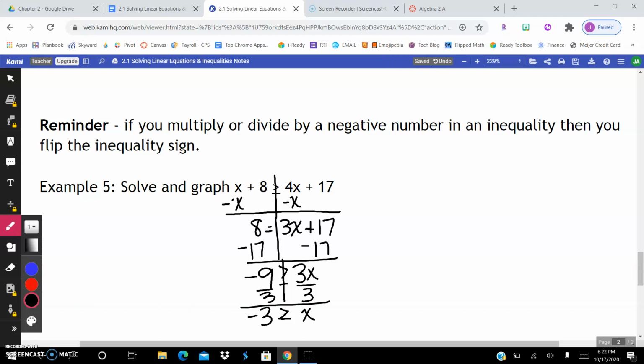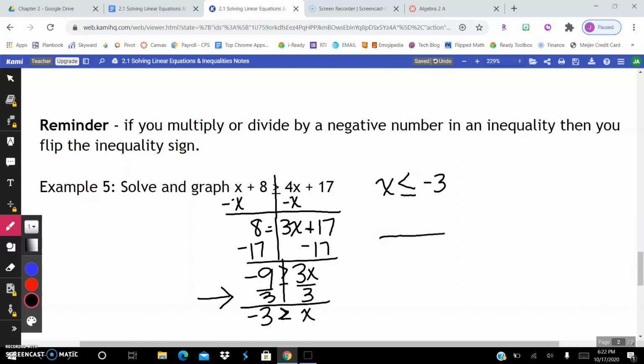Now, this is what I divided by. I divided by a positive 3. Even though that 9's negative, we divided by 3, and 3 is positive, so we're not going to flip that inequality sign. If the 3 would have been negative, then yes, we would have to flip that. So I'm going to rewrite that. So the x is first. And I'm just going to make sure that if I look at the inequality sign, it's open towards the negative 3. So I'm going to keep it open towards the negative 3.